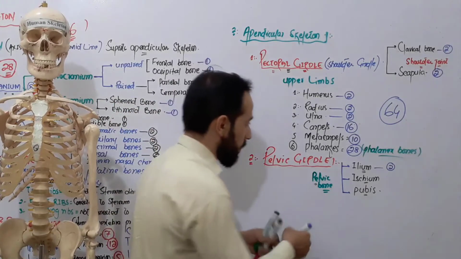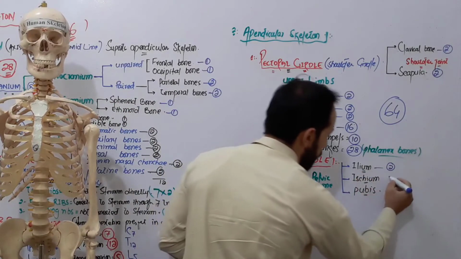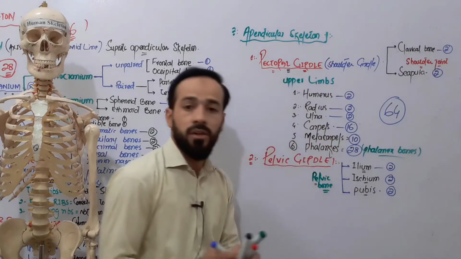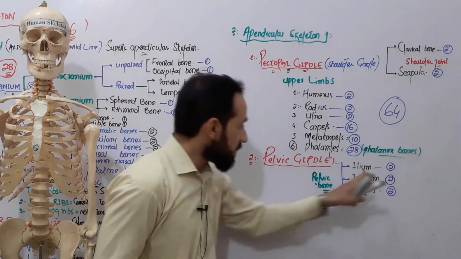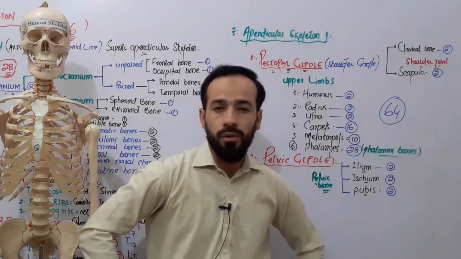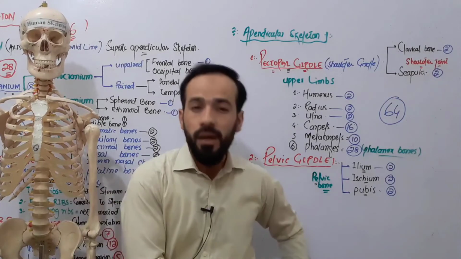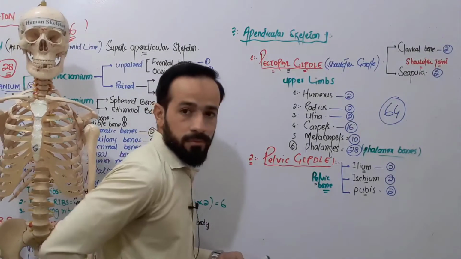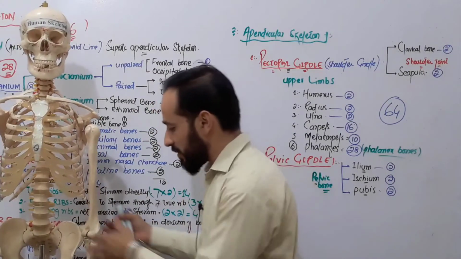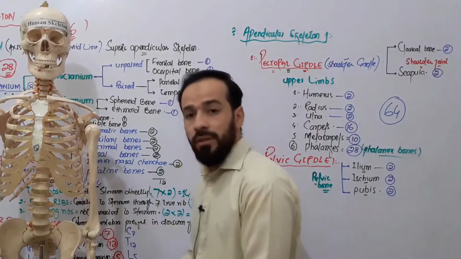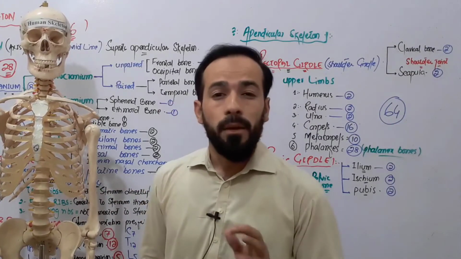So look carefully. There is ilium, ischium. How many ischium? 2. How many pubis do you have? 2 pubis. So total 6 bones unite to make your pelvic bone. 3 on the right side, 3 on the left side, right, friends? Now let's move forward. Then what happens? This is your pelvic girdle. Now moving down, there is the beginning of your lower limb.